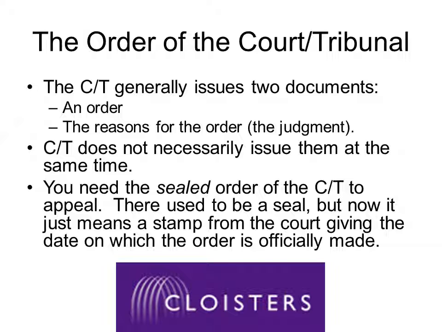In the first talk I said that what you'll need is the order of the court or tribunal. The court or tribunal generally issues two documents. One will be the order. Now that's the thing that triggers the time limits, which we're about to look at. And then secondly, the reasons for the order or the judgment. And it won't necessarily issue them at the same time. But what you need to appeal is the sealed order of the court or tribunal. So this is the thing that is stamped from the court or tribunal giving the date on which the order is officially made.